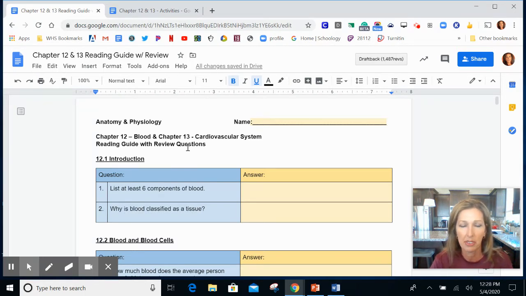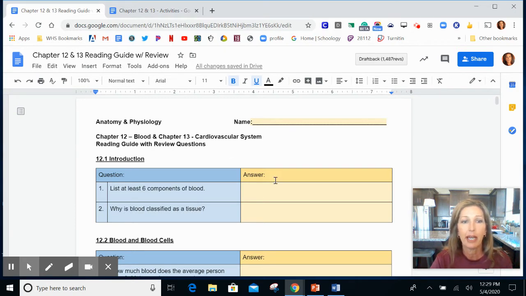The key is posted on Schoology. It's just a slightly different format for this particular unit since we're now in distance learning. This one includes chapter 12 on blood, just the first two sections, and then chapter 13 on your cardiovascular system, and then the review questions are at the very end. So in 2 weeks, you'll be submitting your reading guide, review questions, and also your activity guide.